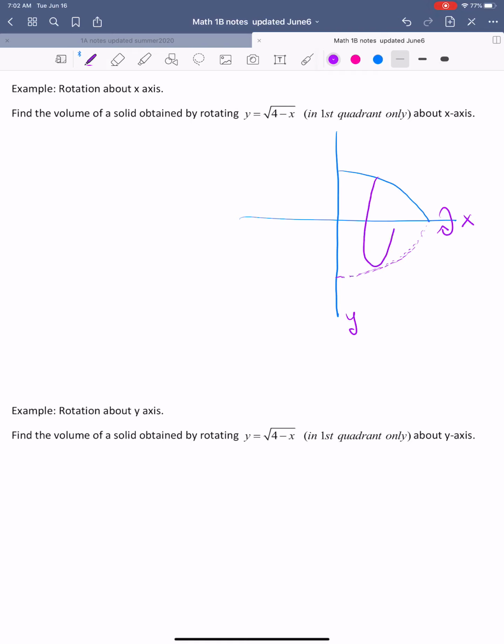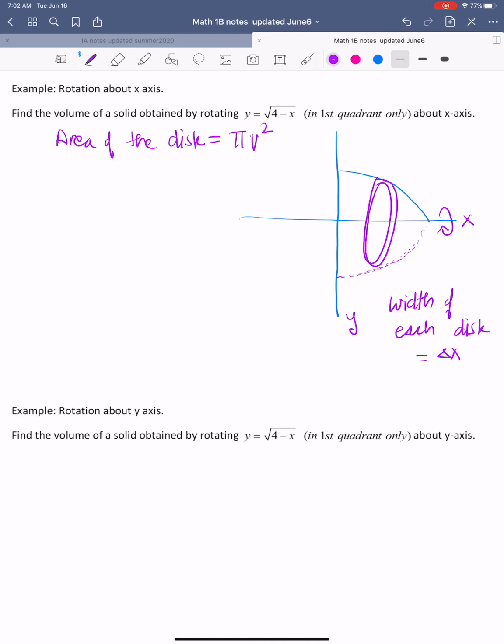As you can see, I am going to have discs in this case, not washers, because there's going to be no holes. And the width of each disc would be in terms of delta x, because the thickness of the slice is on the x-axis. Let's think about the area of one disc. Area is going to be pi r squared. It's a circular disc, so a full circle, pi r squared is the area.